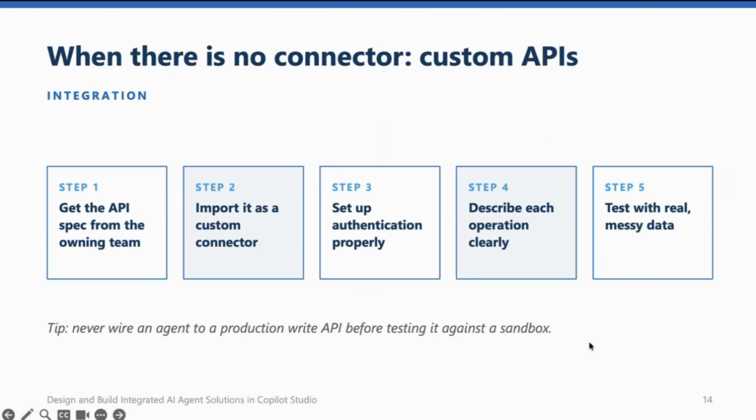And team, if you do not have a connector, as I just said, you can create custom connectors, right? You have the custom API option, right? So you just need to get an API. You can import the custom connector. You can set up the authentication for it, right? Whether an API key or Entra authentication is required, describe the operation, and you are good to use that for your application flow or for your agent.